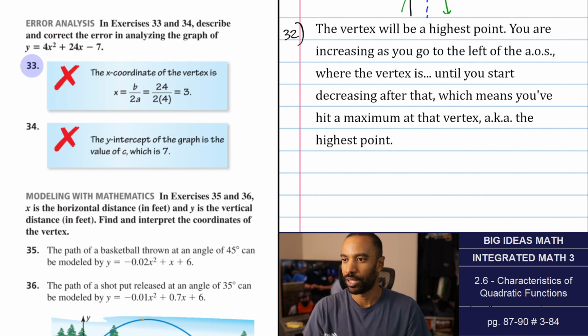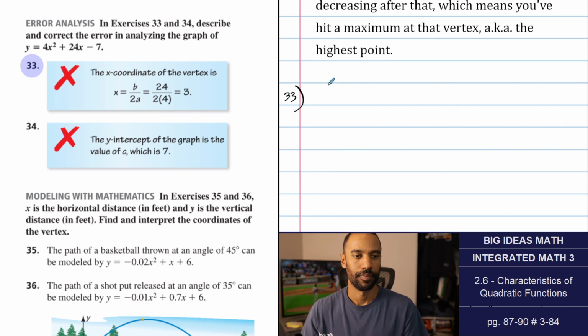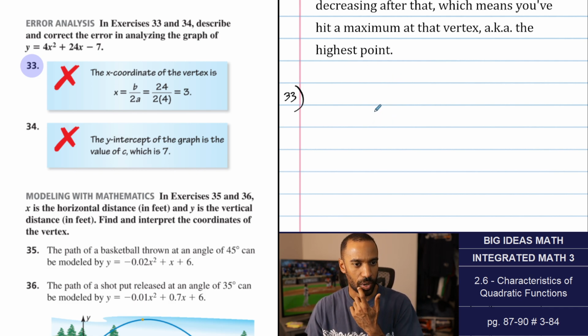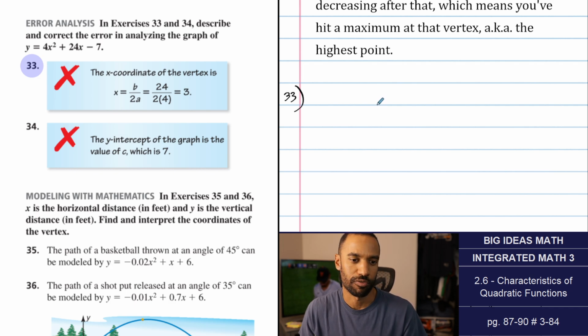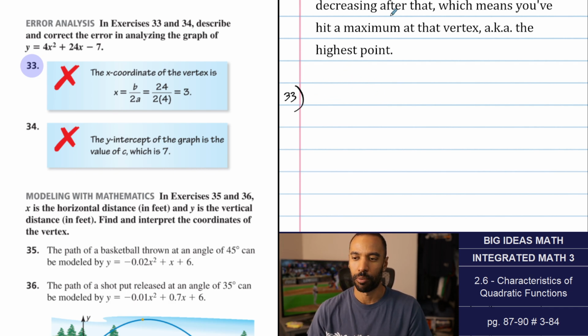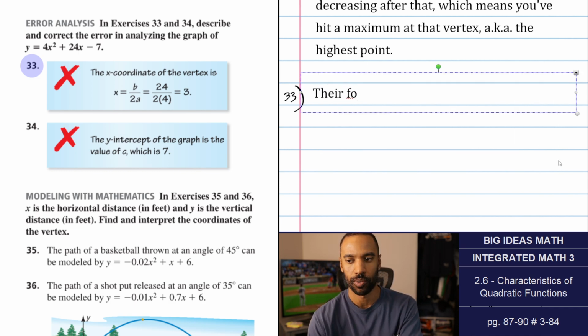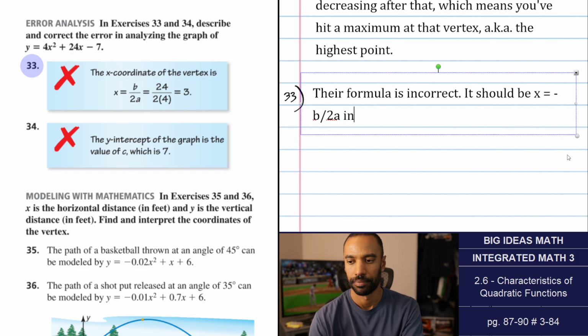Numbers 33 and 34. Here are the error analysis questions. Let's check them out. Describe and correct the error in analyzing the graph of y equals 4x squared plus 24x minus 7. They begin with the x-coordinate of the vertex is x equals b over 2a, which is 24 over 2 times 4, which is 3. What they calculated was fine. Their formula is incorrect. It should be negative b over 2a instead of b over 2a. I'll fix that.